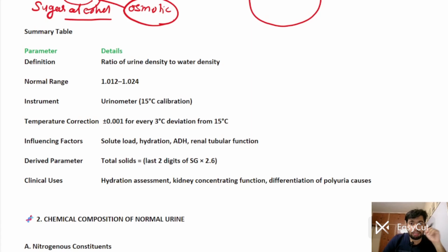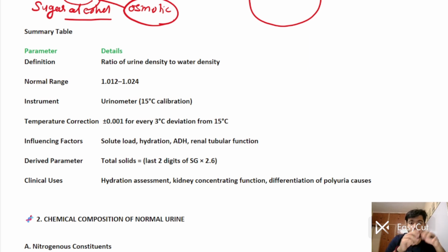Okay, you can see what the definition is. The ratio of urine density to pure water density. Normal range is 1.01 to 1.024. The instrument is a urinometer, with 15 degree calibration. Temperature correction you have to apply. You have already discussed the influencing factors like solute load, hydration, tubular functions and ADH.